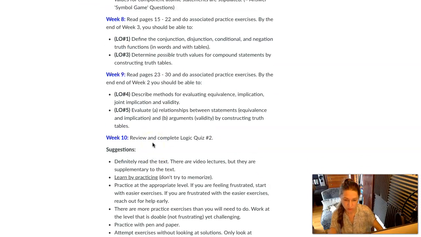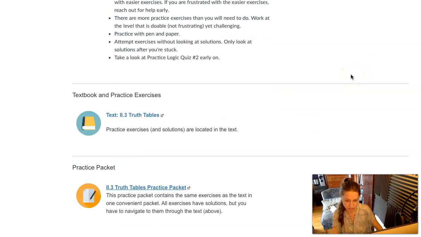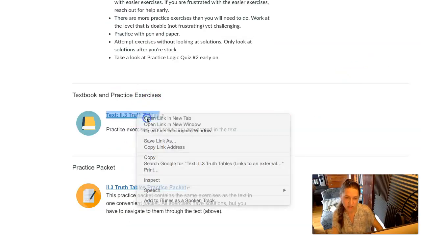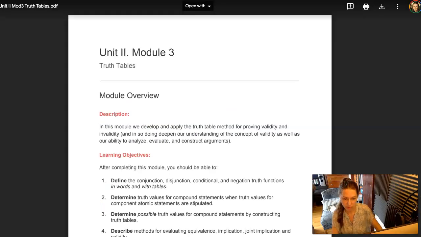So the first homework is going to walk us through setting up the table. And then the second homework is going to be examples where you complete the table for single compound statements. So let's take a quick look at the text, and then I'm going to open up the homework and just do it in this video. So if you want to do the homework with me, that would be an effective way to complete this assignment.